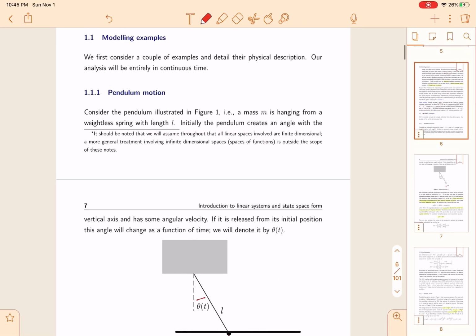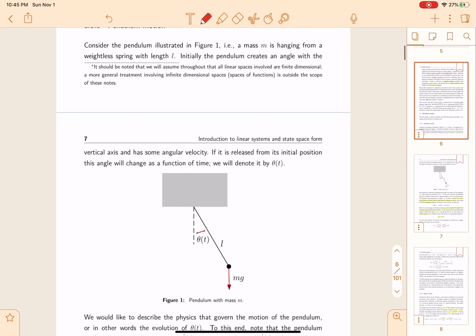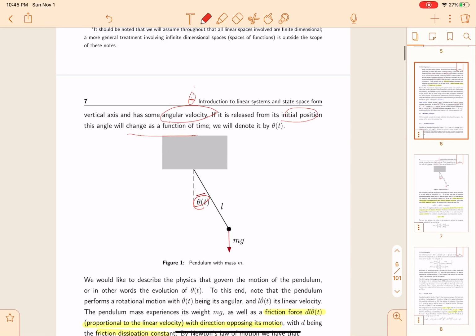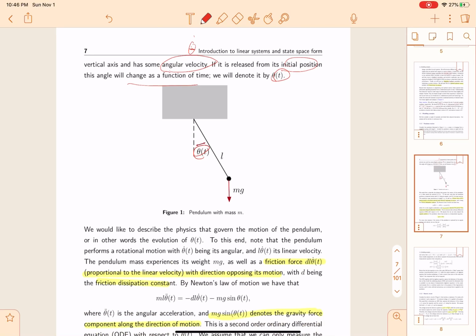So first we will introduce a simple pendulum motion. In figure 1, a mass is hanging from a weightless spring with length L, and initially the pendulum creates an angle with the vertical axis, that is theta, and has some angular velocity that's called theta dot, and it is released from its initial position with angle theta changing with time. Okay, so we have our parameter time. We would like to describe the physics that govern the motion of pendulum.